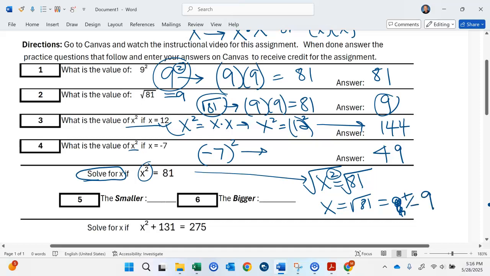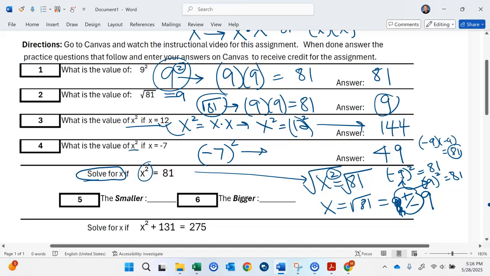Why is that? Because negative 9 squared equals 81, and 9 squared equals 81. So both the positive and the negative, when you square it, because a negative number squared is really a negative times a negative, right? And that equals a positive, or positive 81. So we always have to remember plus or minus, very important.